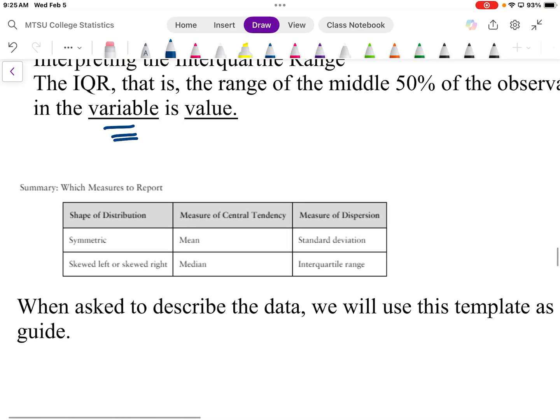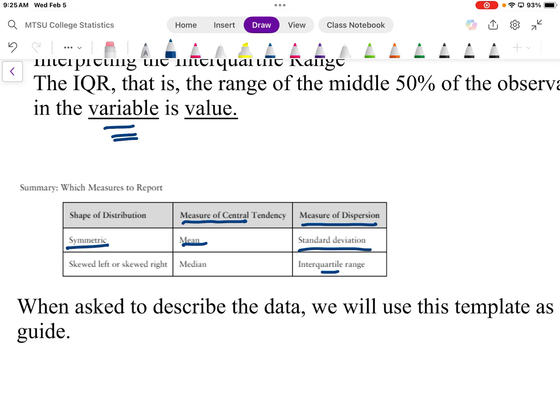Again, as I just talked about, if the shape of our distribution is symmetric, when we look at the measure of center, we use the mean. When we talk about the spread or dispersion, we use standard deviation when it's symmetric, so when it's approximately bell-shaped. If it is skewed left or right, for the measure of center, we use the median. And we use the IQR for the measure of dispersion.